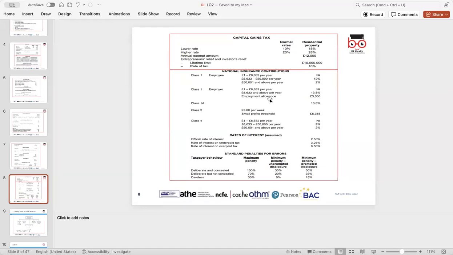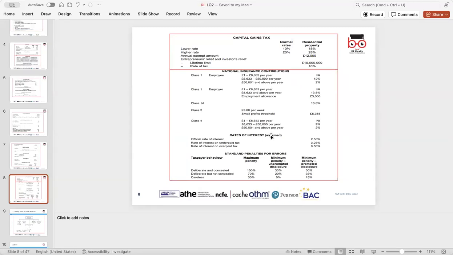Class 4 national insurance rate for self-employed individuals ranges from nil for earnings below 8,632 per year, to 9% of earnings between 8,633 and 50,000 pounds, and 2% above that per year.